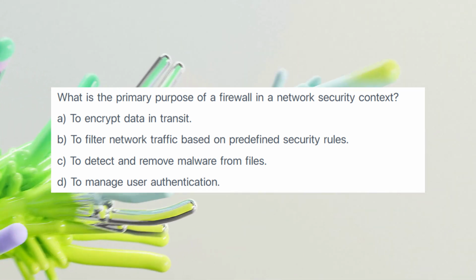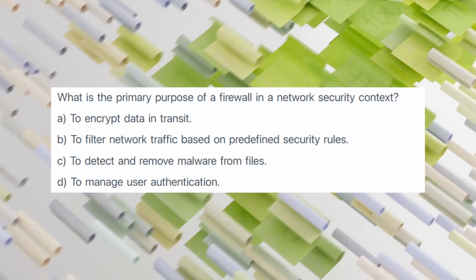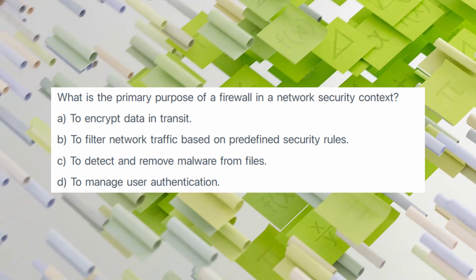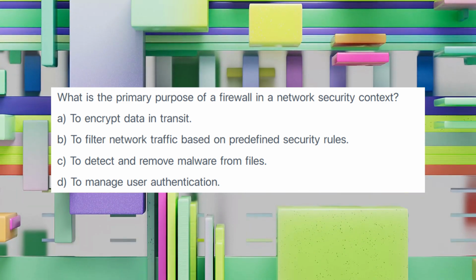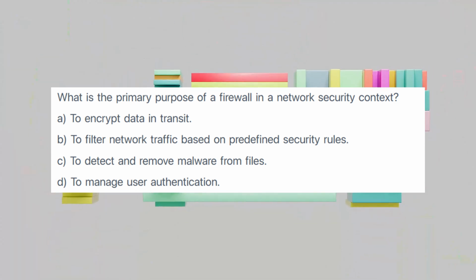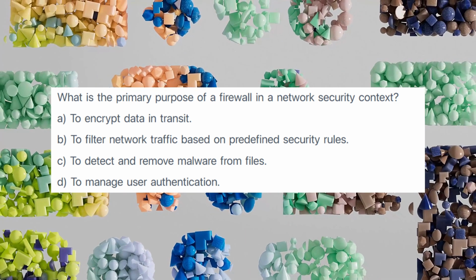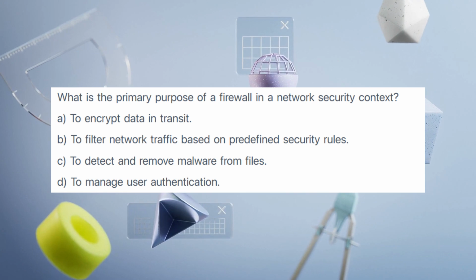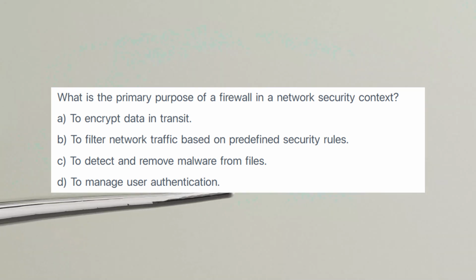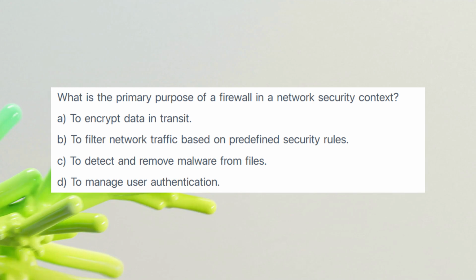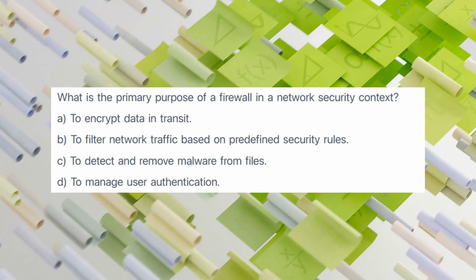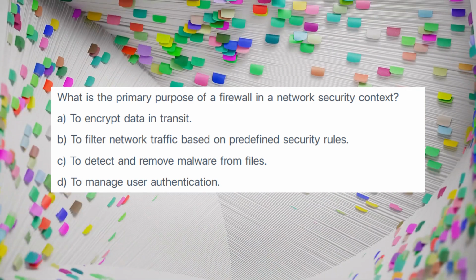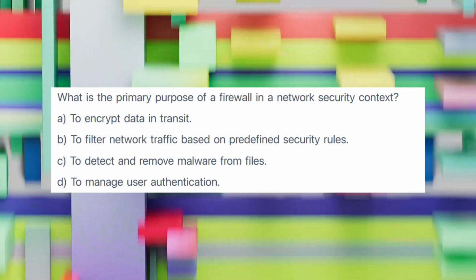The answer is B. To filter network traffic based on predefined security rules. Firewalls inspect network traffic passing through them and either permit or deny it based on a set of configured rules, acting as a barrier between networks. Option A is typically handled by protocols like TLS, SSL, or VPNs. Option C is the function of antivirus software. Option D is handled by identity and access management systems.